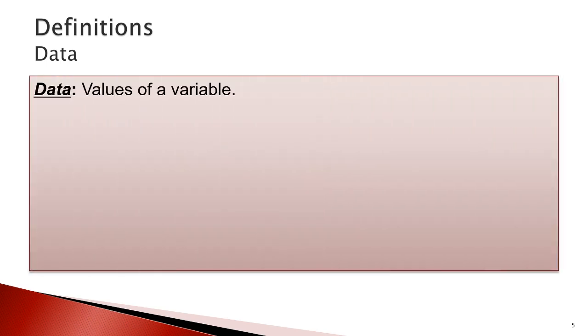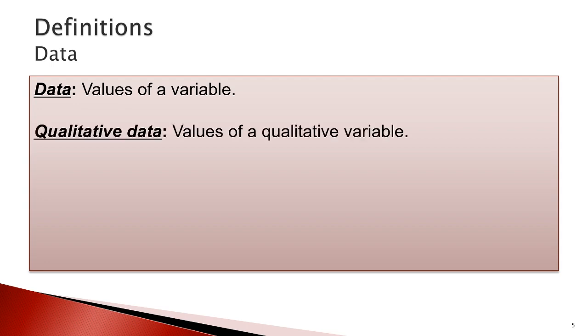Okay, let's move on to some set of definitions that we've gone through when we are dealing with variables. Now, as the last slide of this section, we can see some definitions of data. Data means the values of a variable. For any variable, the data means the values of that variable. And the second one is the qualitative data. The values of a qualitative variable can be seen as qualitative data.